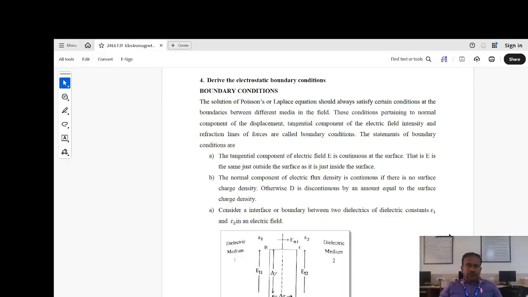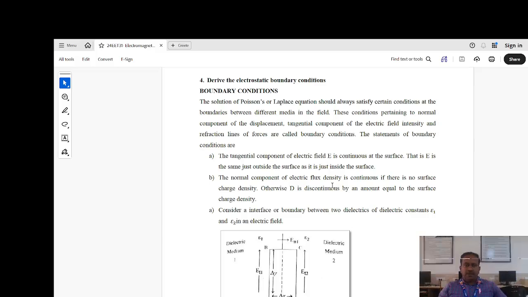Hi everyone. Today we will discuss the derivation of electrostatic boundary conditions in the electric field. The solution of Poisson's and Laplace equations should always satisfy certain conditions at the boundaries between different media in the electric field. These conditions pertaining to the normal component of the displacement, the tangential component of the electric field intensity, and refraction of lines of force are called boundary conditions.